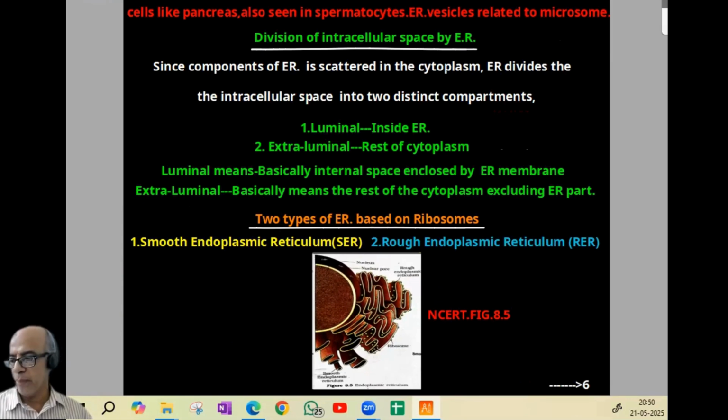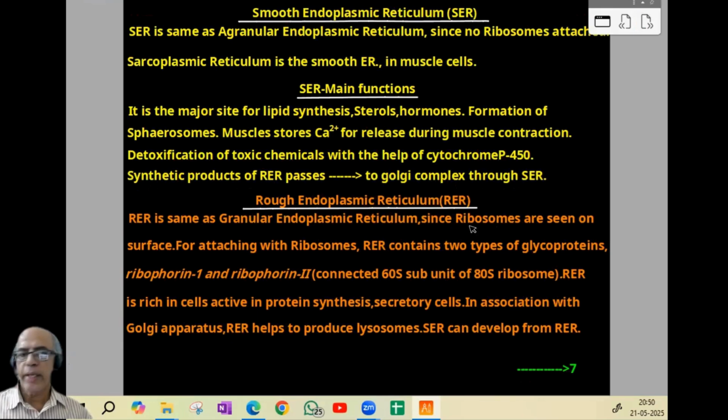Then two types of ER based on ribosome: smooth ER (SER) and rough ER (RER). Smooth is otherwise called agranular, since ribosome is absent. Then sarcoplasmic reticulum is a smooth ER in muscle cell. Then the main functions of SER: lipid synthesis, spherosome formation, muscle stores Ca2+ released during muscle contraction, and detoxification. Then synthetic products of RER pass to the Golgi complex through SER.